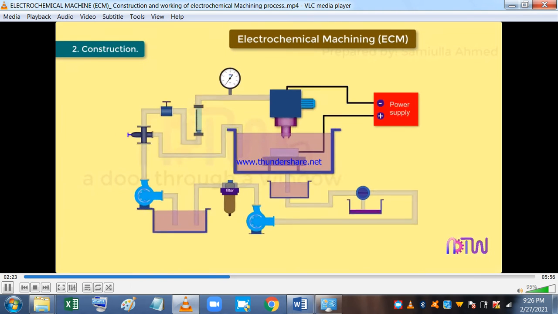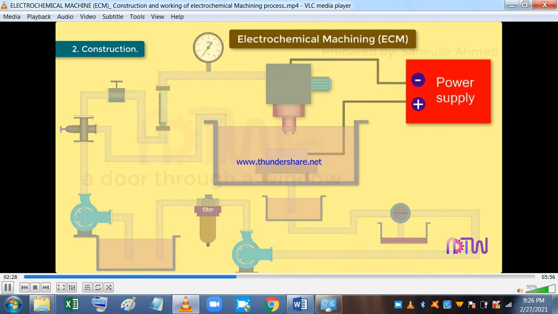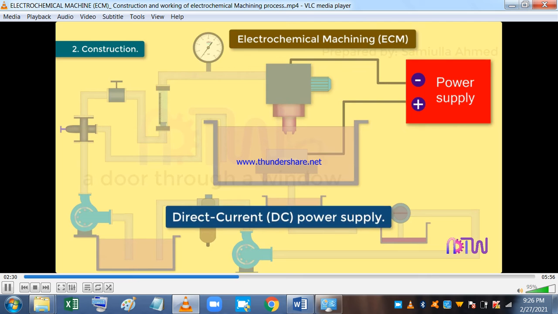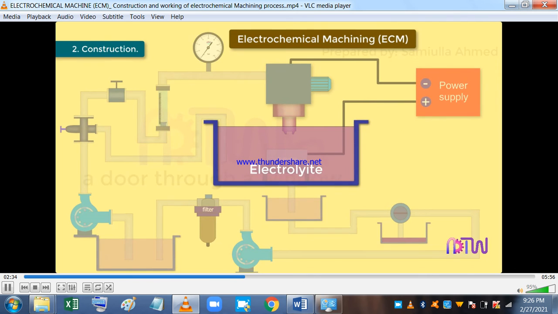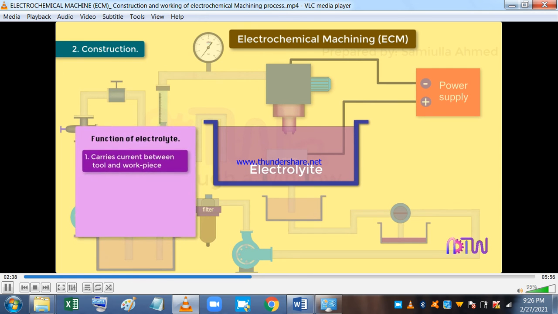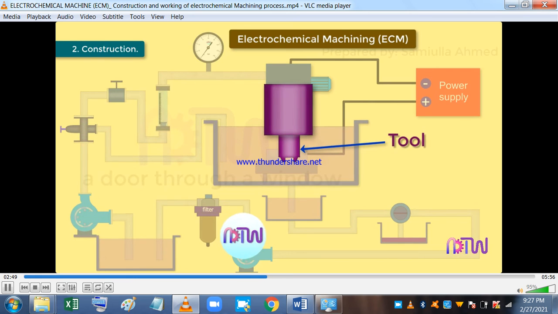Construction. The electrochemical machining setup consists of the following parts. Power supply. It requires a DC power supply for machining purposes. Electrolyte. The electrolyte has three main roles in the ECM process. It carries the current between the tool and the workpiece. It removes the products of the reaction from the inter-electrode gap, and it removes the heat produced from the passage of the current. Tool. The tool is a replica of the shape required on the workpiece.